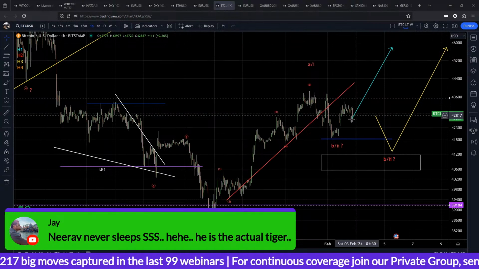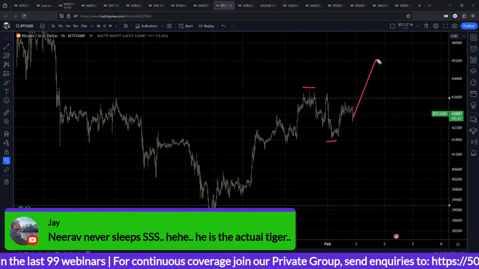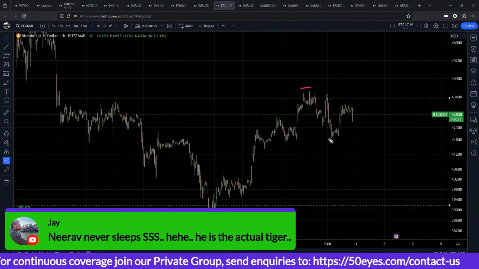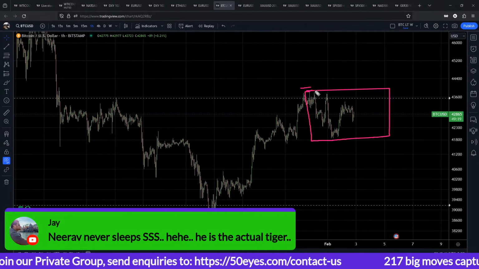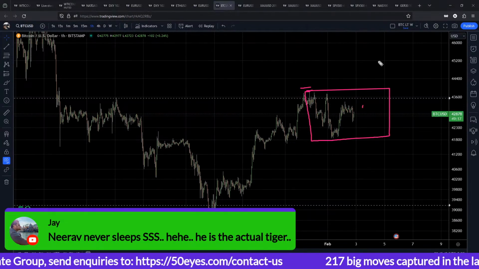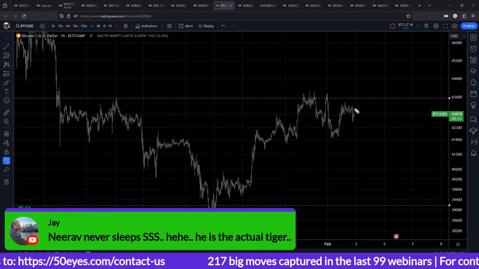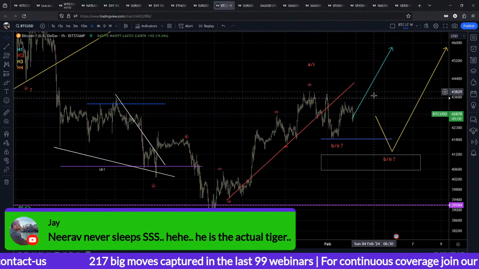Now what's happening from here is if this is the A or one, this is the B or two, then this can just fly high from here. Second possibility is that the market wants to move more within the sideways range, the same idea which we have discussed in the last 2, 3 charts, and then it flies high from here. So in all possibilities, we are expecting that Bitcoin at least has one leg up remaining, right?